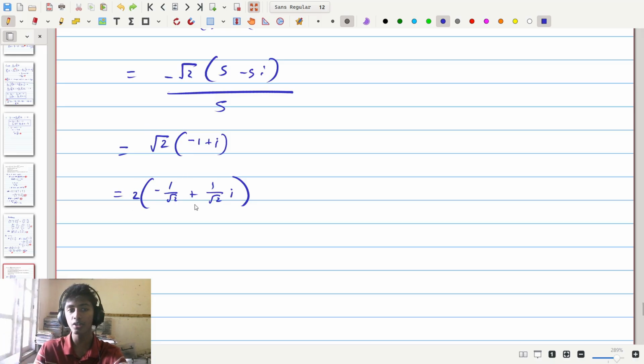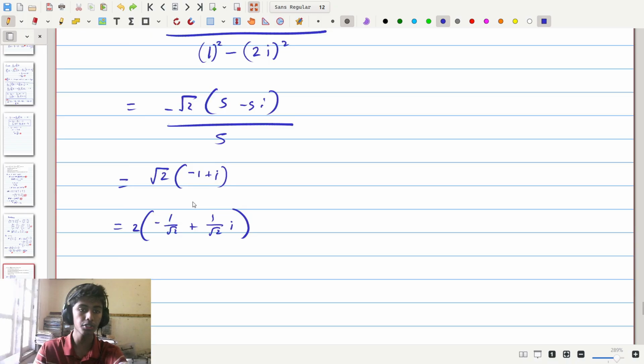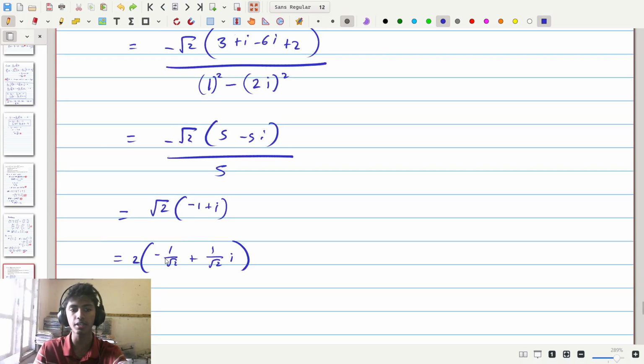Now if we do this, we know that 1 over square root of 2 is associated with pi by 4 sine and cosine values. So if we take a look at the values here, the cosine of the angle needs to be negative 1 over square root of 2 and the sine of the angle needs to be 1 over square root of 2. Now since the cosine is negative, this cannot be pi by 4. So we need to go another extra pi by 2 radians forward in order to make this negative.